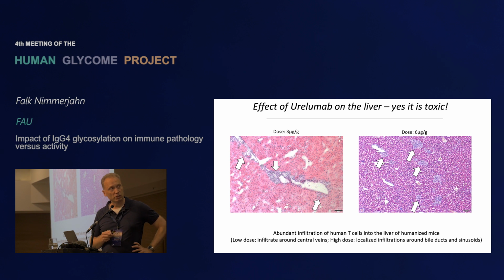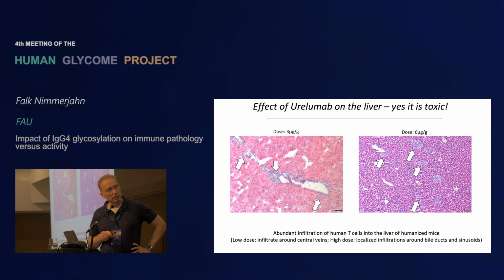Then, of course, this is the wanted effect. Then what about the unwanted effect? Humans typically have issues with the liver. So with these kinds of antibodies, you typically get liver issues, T cell infiltrations into the liver. And we use 2 different doses. I'm going to come back to that later, why we did that. So a 3 microgram per gram dose and a 6 microgram per gram dose, both clinically relevant doses.